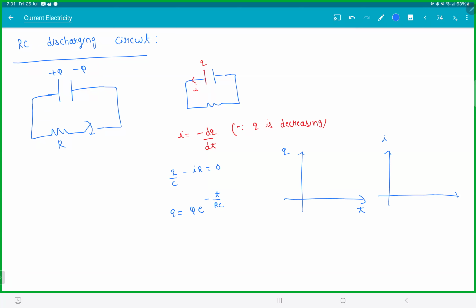Q versus time and I versus time, the graphs would look identical. This is Q and this is Q by RC. Same definition, time constant means a 63% decay. So this is how a discharging circuit looks like.